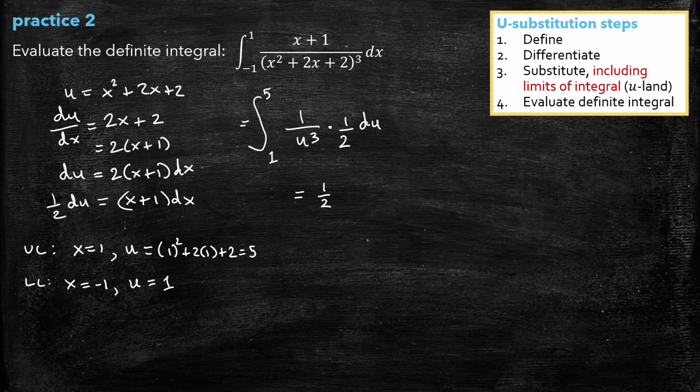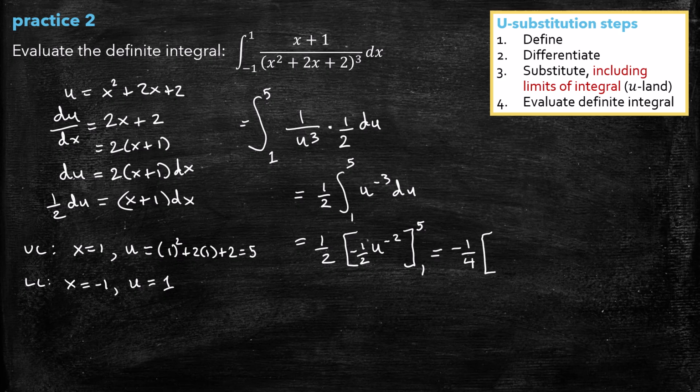We're going from 1 to 5, and I should rewrite 1 over u cubed as u to the minus 3 du, keeping that half factored out. The antiderivative of u to the minus 3 is u to the minus 2, and I mustn't forget to compensate with a -1/2 there. So that's the reverse power rule from 1 to 5. I'll take out that -1/2 outside, so we have -1/4. And I'm going to rewrite u to the minus 2 as 1 over u squared.